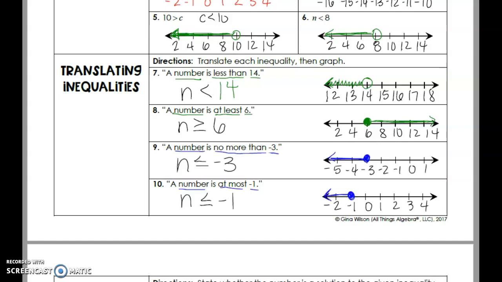Number 9 says a number is no more than -3. No more than means that the number is less than or equal to -3. So that is a closed circle shaded to the left. On number 10, a number is at most -1. That means the number has to be less than or equal to -1. So again, closed circle on -1, shaded to the left.